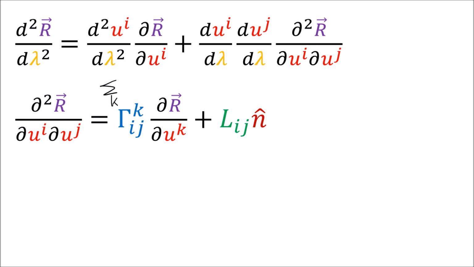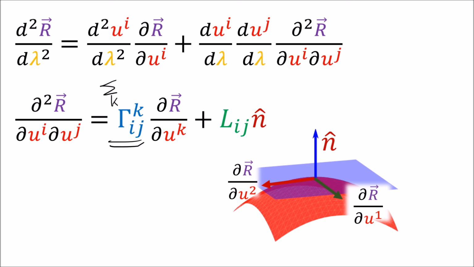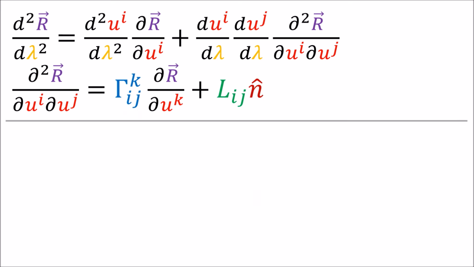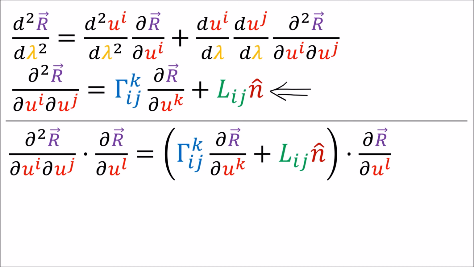Now, the next thing we need to do is solve for these gamma terms, the Christoffel symbols. So notice that this normal vector, n hat, is by definition always going to be normal to this tangent plane here. And that means that the dot product of n hat with any of the tangent vectors is always going to be zero, because the normal vector and the tangent vectors are perpendicular by definition. So to solve for the Christoffel symbols, we can take this formula here and take the dot product with a tangent vector on both sides.